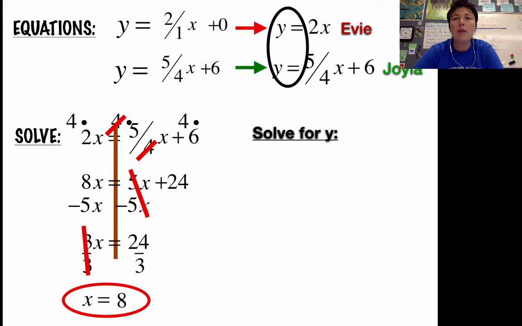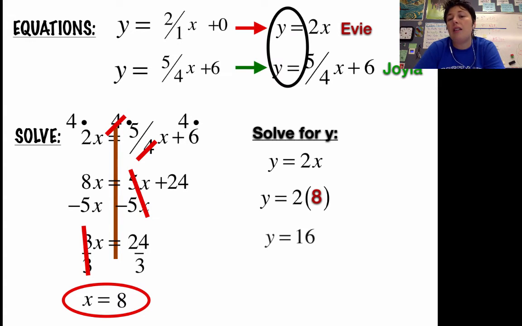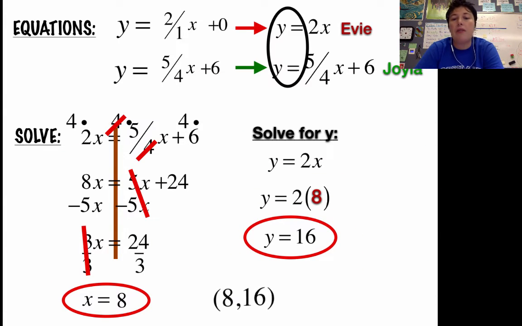Well, I'm thinking, when I go back and look at my equations, which 2 equations do I want to use? Do I want to use Evie's or Joyla's? They both would work. Joyla's has a fraction. I'm going to avoid that one. Let's use Evie's. Y equals 2x. Well, we think x is 8. So we're going to do y equals 2 times 8, and 2 times 8 is 16. So there's our second answer. So we have 8 and we have 16.